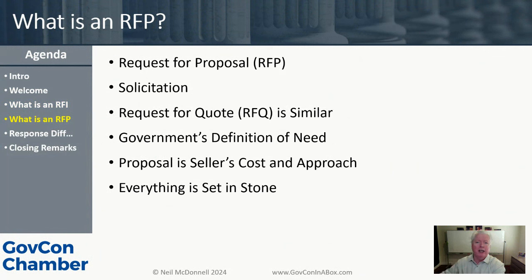And so this is why the government often seems closed-lipped, et cetera. Just take it for what it is. They're just trying to be fair. But everything is set in stone when that RFP drops. That means there it is, respond to it.